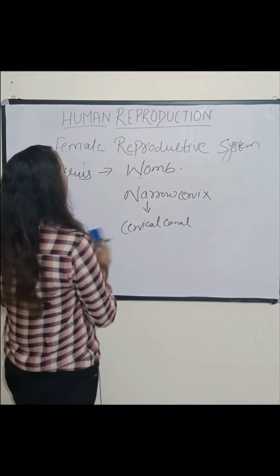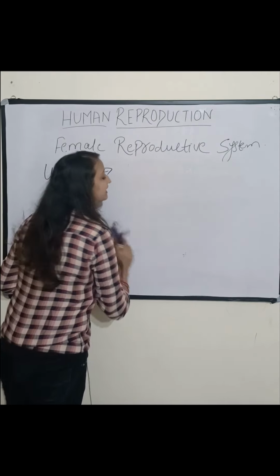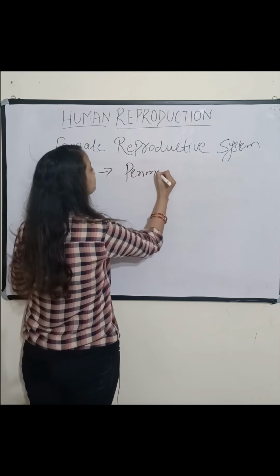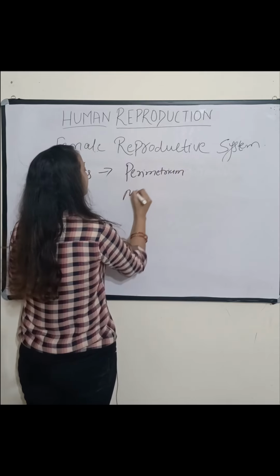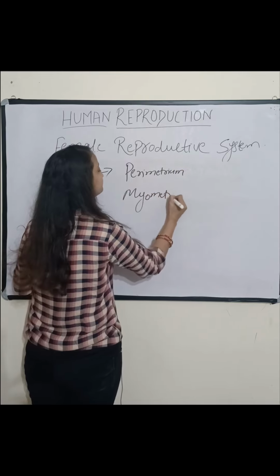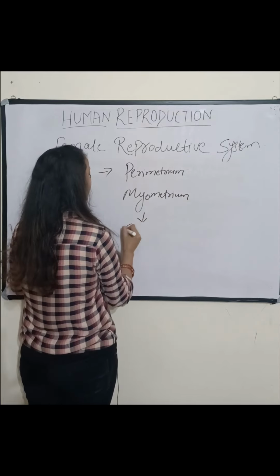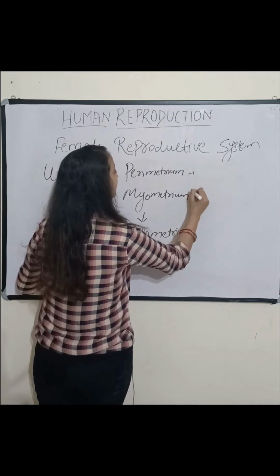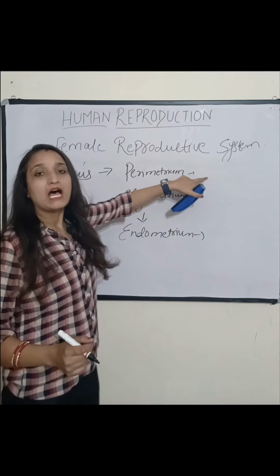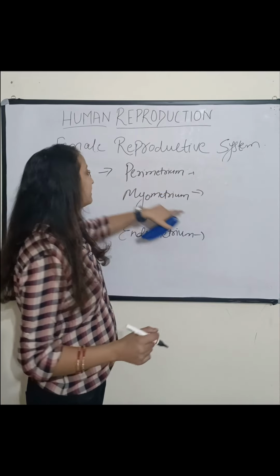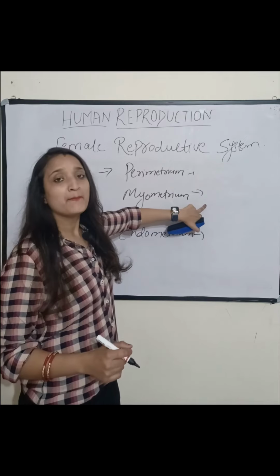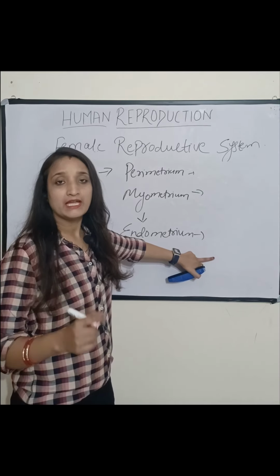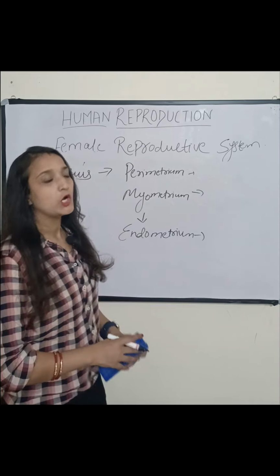Now, the uterus has 3 coverings or 3 layers. Number 1, perimetrium. Number 2, myometrium. And number 3, endometrium. Perimetrium is the outer thin layer or membrane. Myometrium is the middle thick layer of smooth muscles and endometrium is the inner glandular layer which lines the uterine cavity.